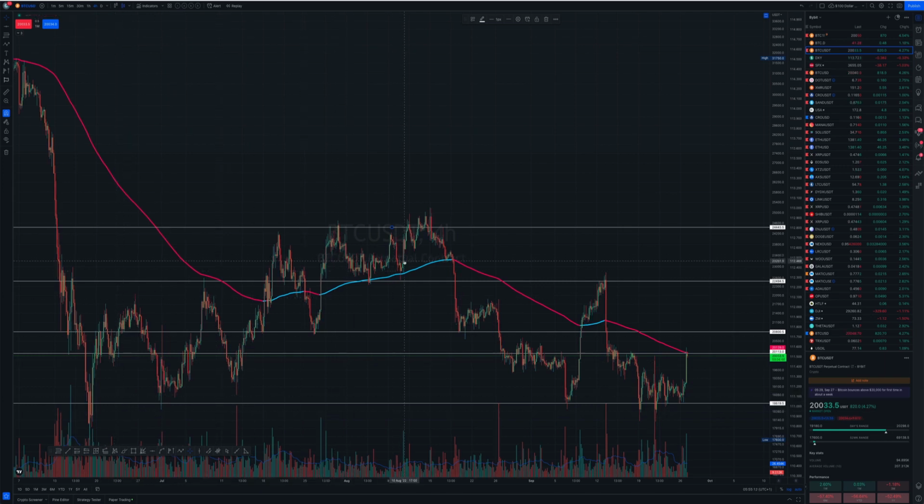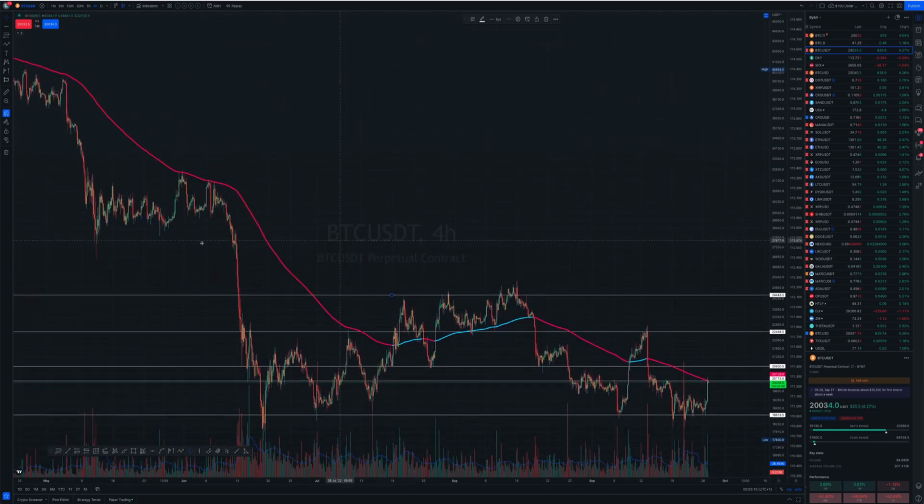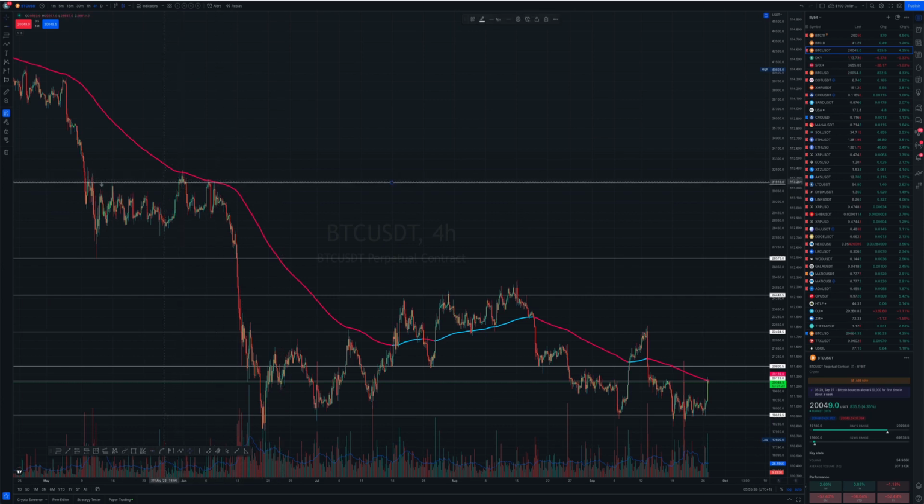You can see if I zoom out, I can put another line here, just really where we broke it. We tested it once, came back up. It's very easy on the 4 hour. I like the 4 hour. Maybe another line here. You can see how we interacted with it, structure here, and then we broke down. No, I'm going to leave it like that.